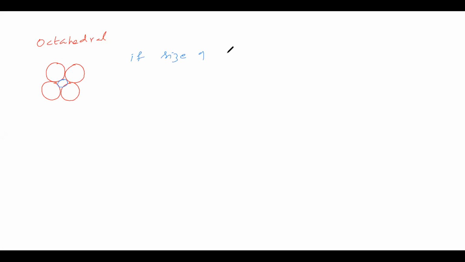If the size of the cation decreases, what will happen? That we will see. The anion remains the same, so we will write the anion as it is. We are saying that the size of the cation decreased. Now see, here the size of the cation is high, and here the size of the cation is low.